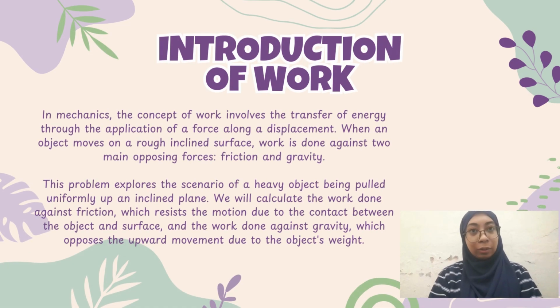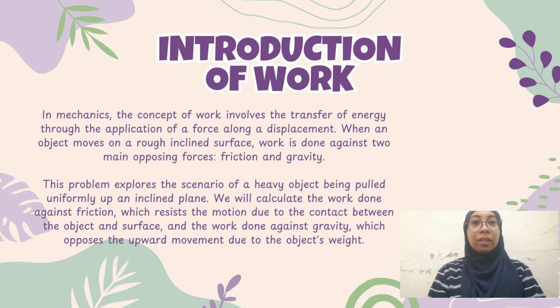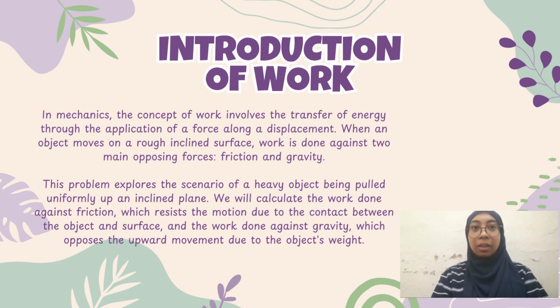Assalamualaikum warahmatullahi wabarakatuh. I'm going to talk about the introduction of the topic. When an object is pulled up a rough incline, work is done against friction and gravity. This topic looks at how to calculate the energy used to overcome these forces as the object moves along the slope. In this question, we are finding the total work done to pull an object up a rough slope. The force pulling the object has to overcome two things: friction between the object and the surface, and gravity pulling it down the slope. So, my friends will explain how to calculate the work done against both friction and gravity as the object moves upwards.